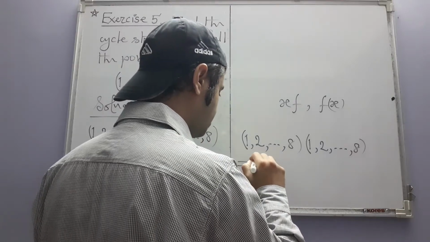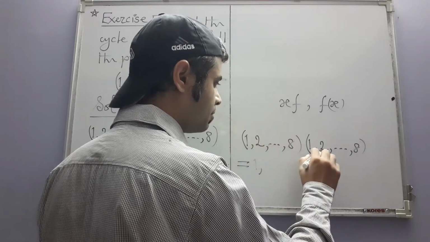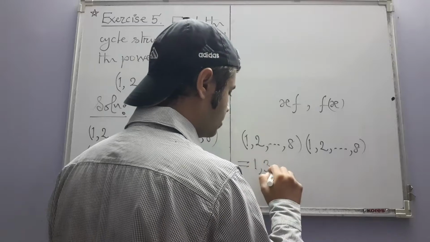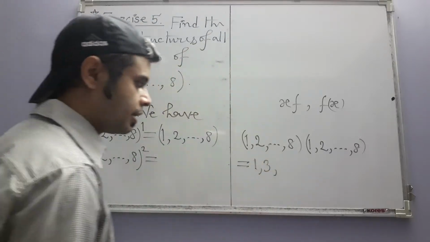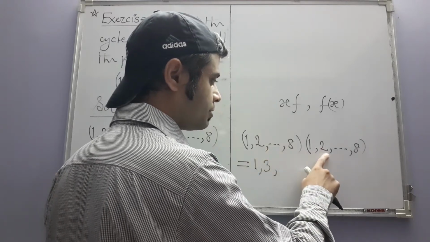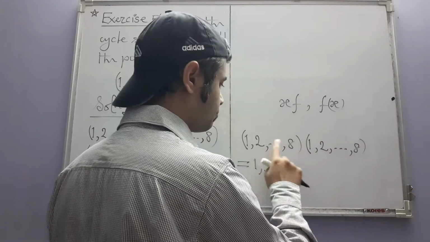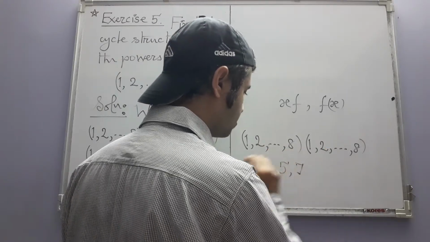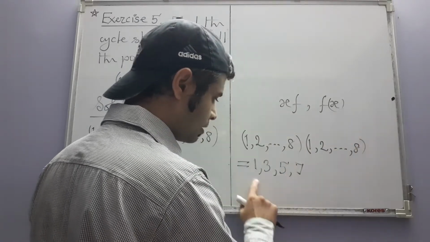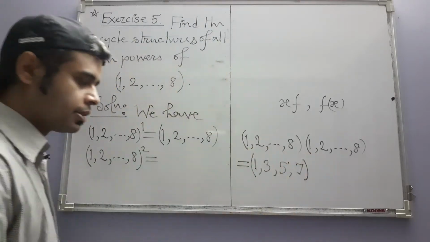So first, 1 is sent to 2 by this one, and this one will then send 2 to 3. So 1 goes to 3. Like that, 3 will be sent to 4 by this one, and this one will send 4 to 5. Then 5 to 6, 6 to 7, 7 to 8, 8 goes back to 1. So that means 7 comes back to 1. So that is one cycle.